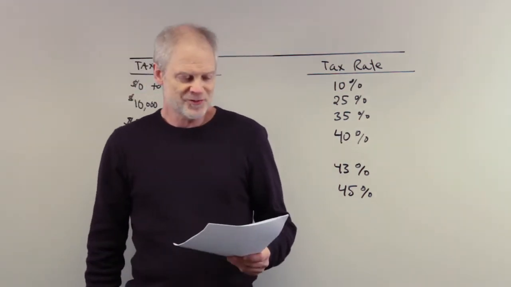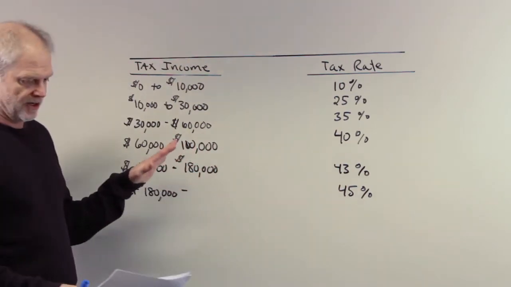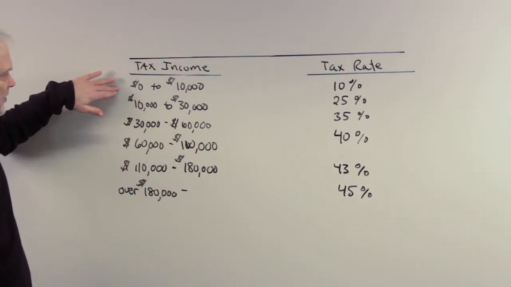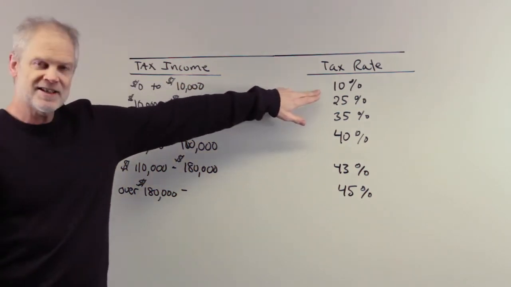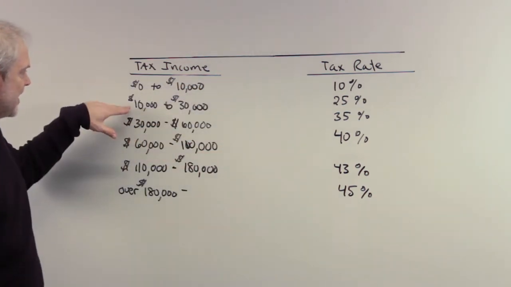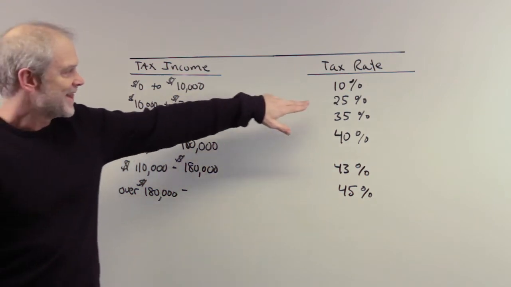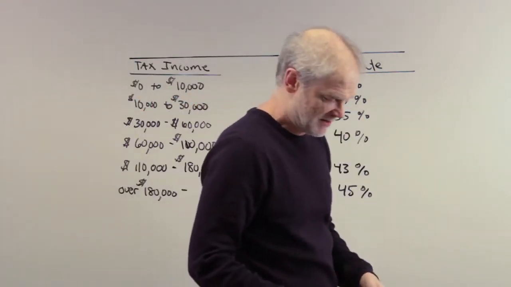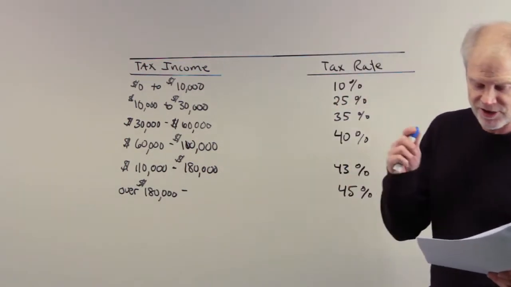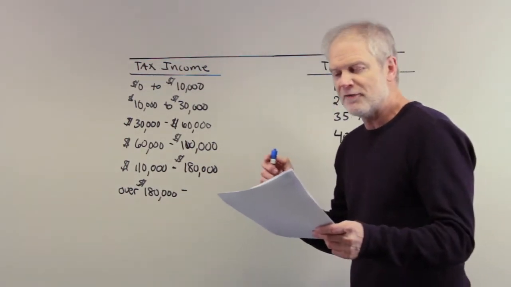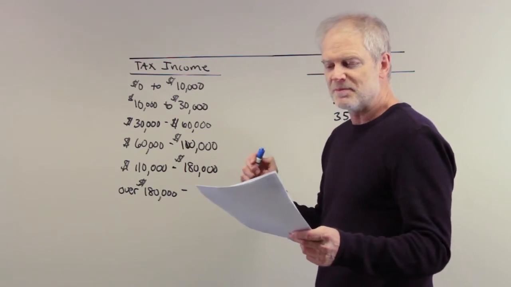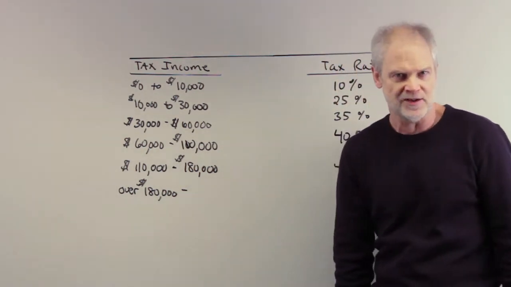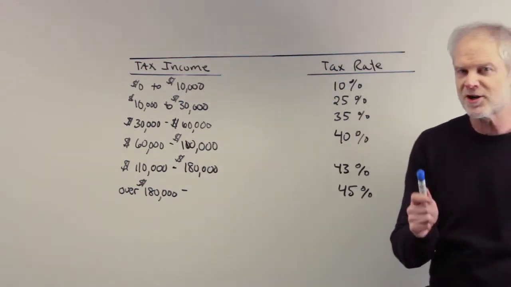All right, so the first one is based on this table here. This is your income from $0 to $10,000. That'll get taxed at a 10% rate. If you make $10,000 to $30,000, that portion of income gets taxed at a 25% rate, et cetera. So, without giving the answer away, let's go right to it. Number one: for this tax schedule, what is the marginal tax rate for an individual with taxable income of $49,000?